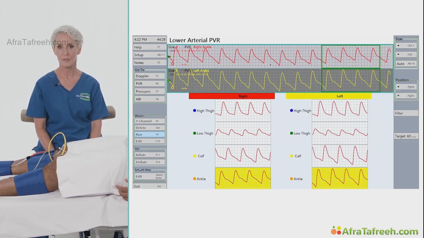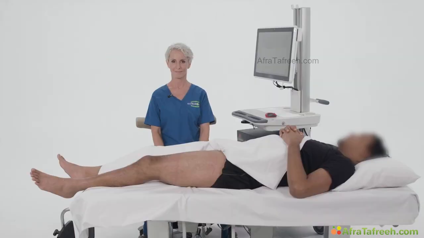Moderate disease may show prolonged systolic upstroke and downstroke. There will be a reduced amplitude and a rounded systolic peak. Severe disease will be displayed by a markedly diminished amplitude and a significant delay in upstroke and downstroke. A flat line indicates chronic limb ischemia. In summary, we've acquired our segmental pressures and our pulse volume recordings.